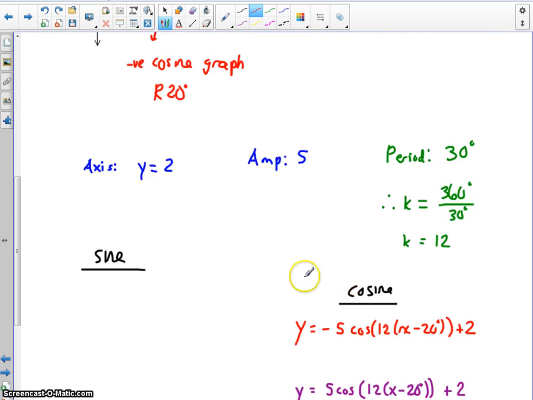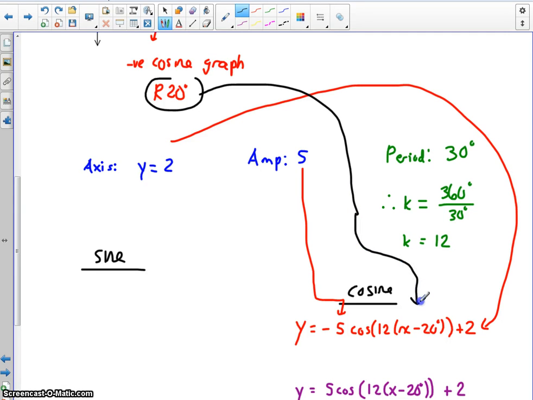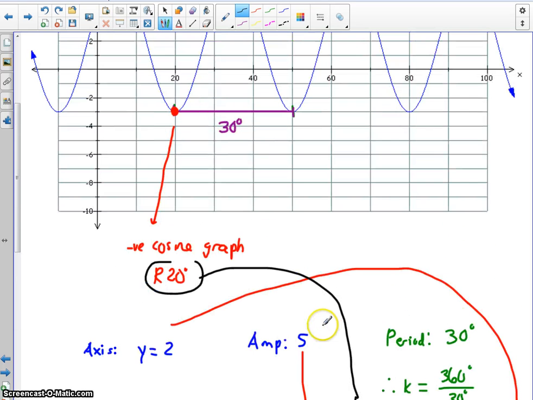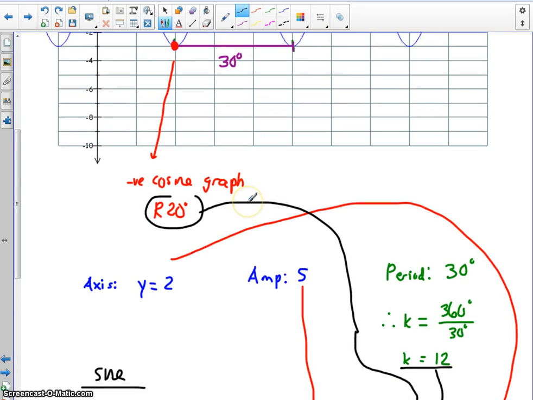Now for my equation, my amplitude's 5, so that value goes in there. My axis is 2, that becomes my vertical shift. My phase shift is right 20 degrees, so I get x minus 20 in there. My k value is 12. I chose to make a cosine graph, and the reason I need this negative here is because I started at a minimum, so it was a reflected cosine graph. Again, whether it's positive or negative depends on what kind of graph you're making. You need to make sure you choose the right one.